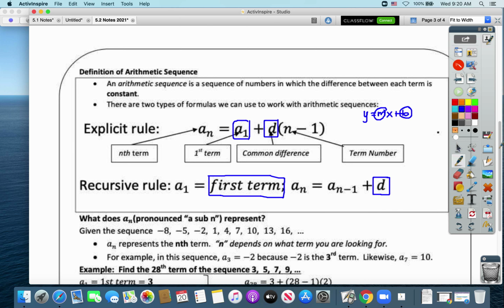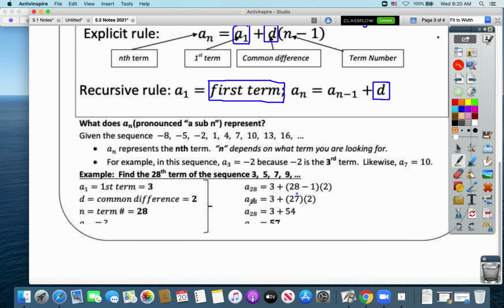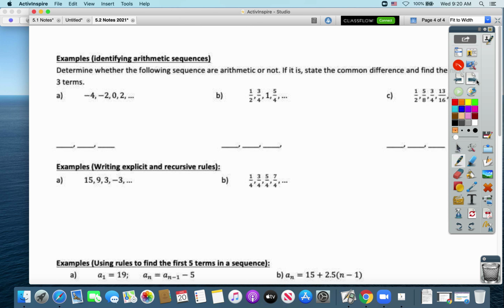Okay, so there's an example here of how we can use the rule, but we have more examples on the back, so I'm going to skip ahead to those. Starting with identifying arithmetic sequences. So first, just determining if they are arithmetic, meaning are we adding the same number every single time?